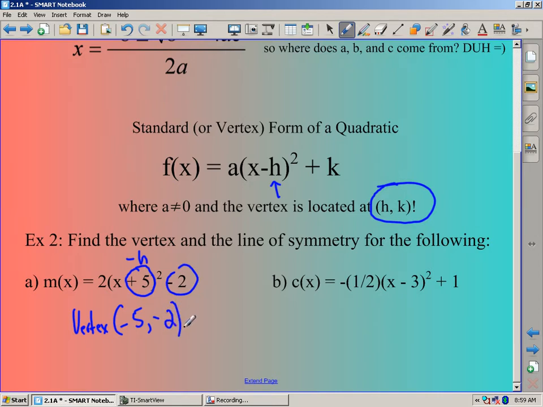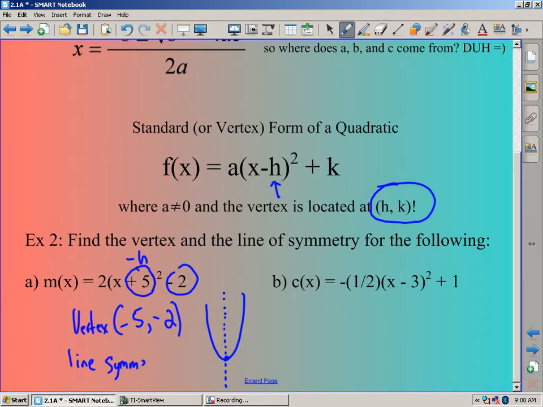Then if we're asked for the line of symmetry, it is basically an x value, because we need a graph. If we drew a parabola that looks like this, my line of symmetry is a line that goes down the middle and cuts this graph in half. Look what kind of line it is: it's a vertical line. So to get the line of symmetry, we have to think of the equation of a vertical line, which is usually x equals.